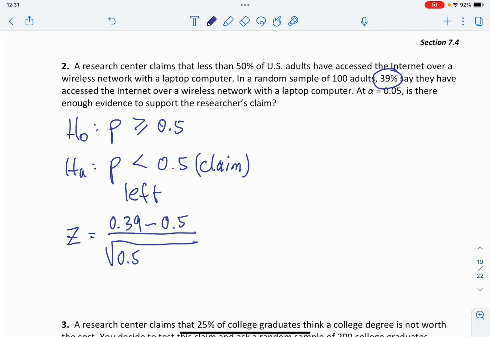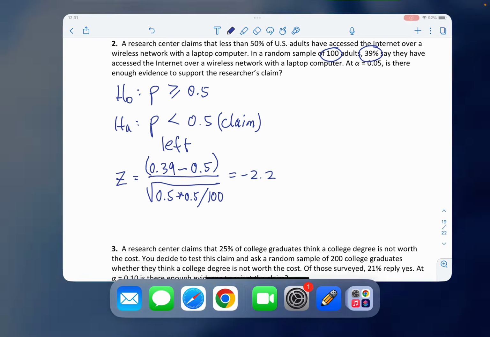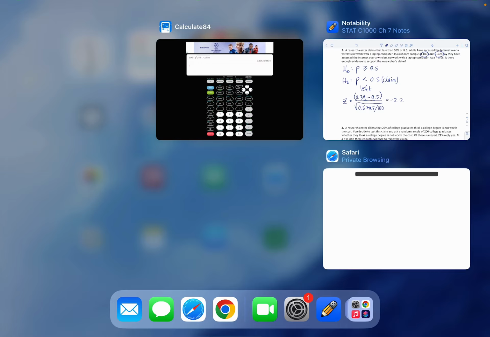If p is 0.5, so is q, and n is the sample size, 100 adults. So there would be the setup, and this works out to be negative 2.2. Make sure to put parentheses there. You'll want to verify that with your calculator to make sure it's giving you the correct answer. Okay, then I can go to my StatCrunch, get the p.